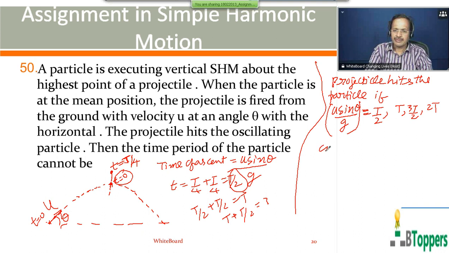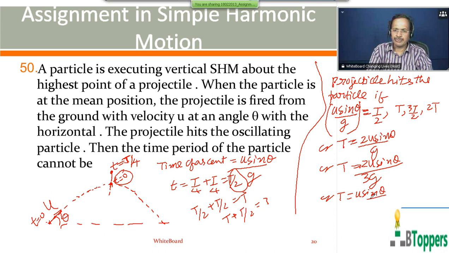If you consider the first solution, the time period of oscillation will be 2u sin theta by g. If you consider the second solution, the time period of oscillation of the particle will be 2u sin theta by 3g. Consider the third solution, the time period of oscillation is u sin theta by 2g. So all these are possible values for the time period of oscillation for the particle.